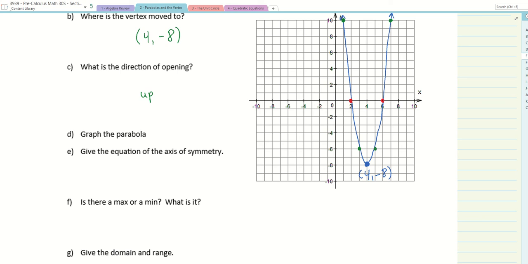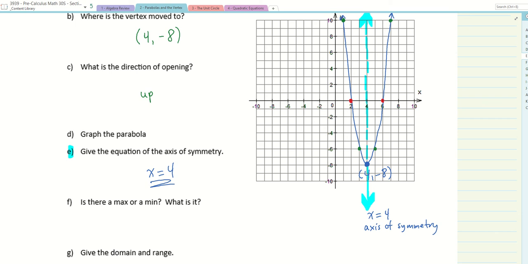Okay, the equation of the axis of symmetry. Remember, the axis of symmetry is a vertical line that goes right down the middle, like so. That vertical line has the equation x equals 4, because all of its points have x coordinates of 4. So that is the axis of symmetry. When it asks for the equation, we can't just say 4. We have to give the equation of the line as if we were to graph it. x equals 4.